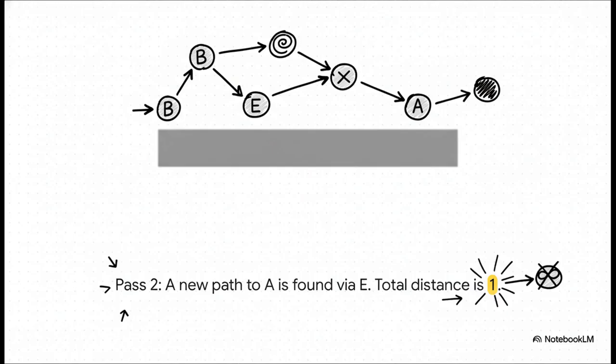As we begin this second pass, the algorithm uses what it just learned. It knows it can get to node E for a cost of -1. And from E, there's a path to A that costs 2. So what's the total cost to get from our starting point B all the way to A? It's just -1 plus 2, which is 1. And just like that, boom, node A is on the map.